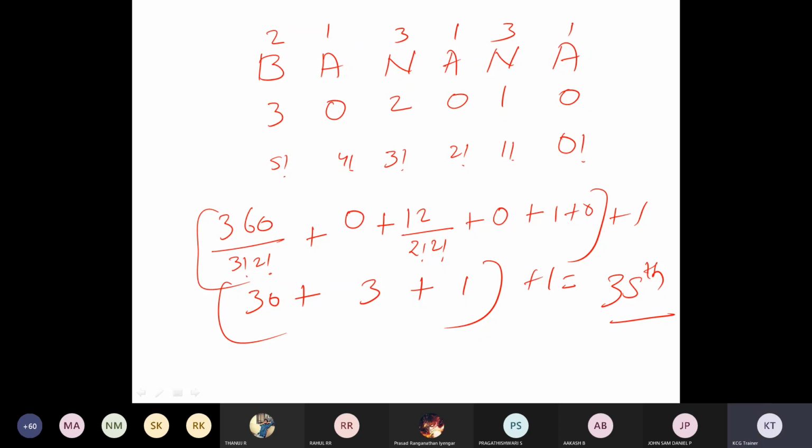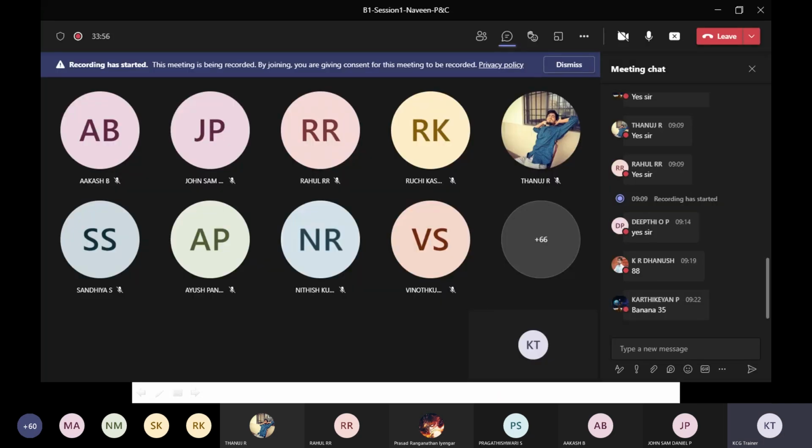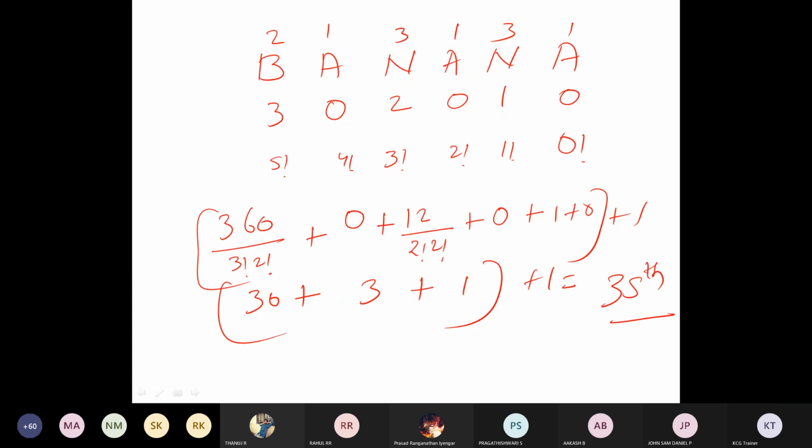Please check your answers, guys. Please ask me if you have any other doubts. Anyone, any doubts in banana and Google or any doubts in the repetition of letters? We have got 35 for banana and 88 for Google. Can I proceed to the next one, guys? Once you completed the rank, are you clear now, everyone? Shall we proceed?